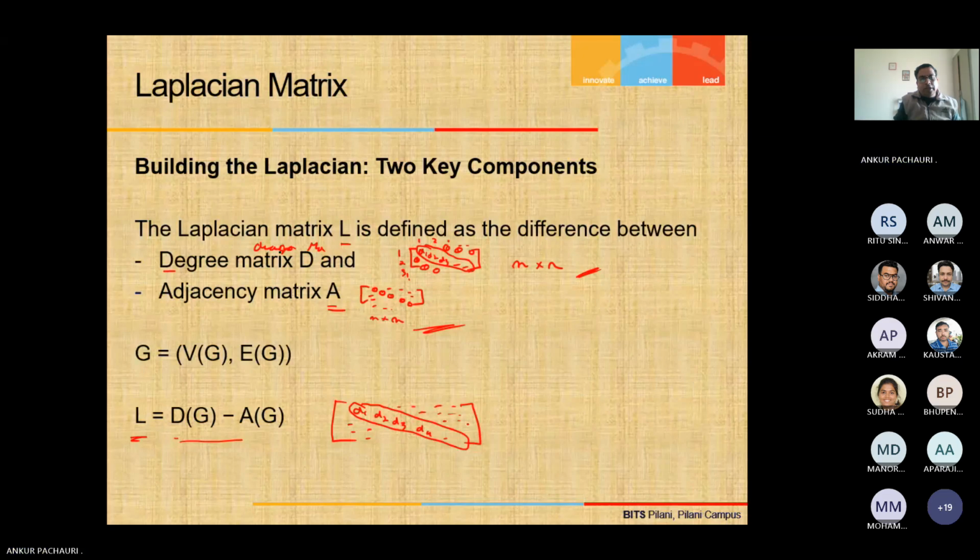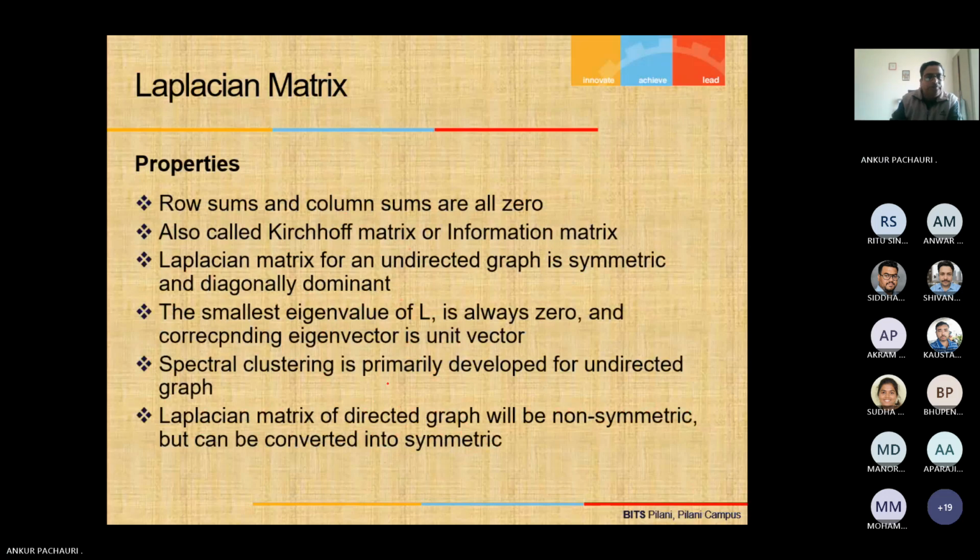The order of this matrix will again be n cross n, and this matrix contains both pieces of information, connectivity as well as degree information. So what are the properties? Row sums and column sums are all 0.